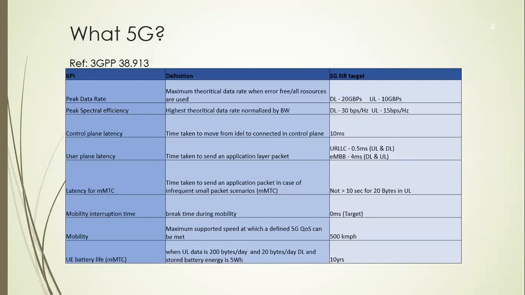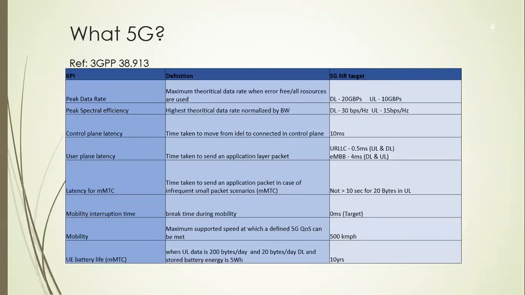Depending on the service, the user plane latency KPI target will differ. For ultra reliable and low latency services, it is 0.5 milliseconds in both uplink and downlink directions. For eMBB services, it is 4 milliseconds.